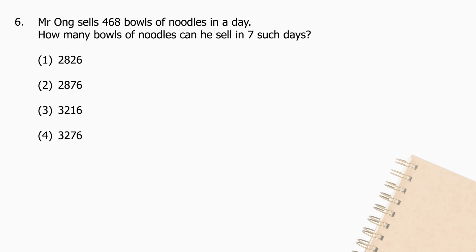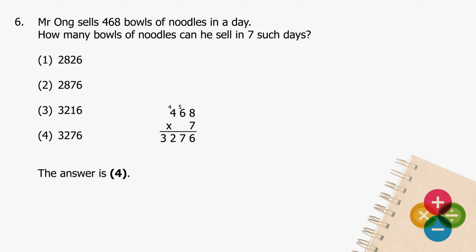Question 6. Mr. Ong sells 468 bowls of noodles in a day. How many bowls of noodles can he sell in 7 such days? Multiplying 468 by 7, the product will be 3276. The answer is 4.